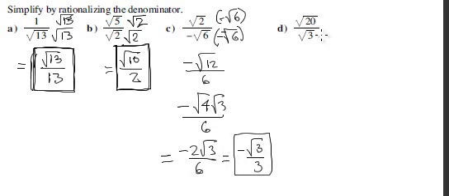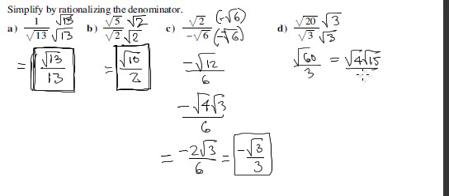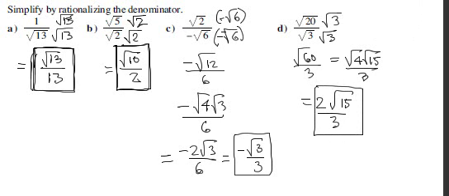And finally, root 20 over root 3. Multiply by the denominator root that you don't want, and you get root 60 over root 9, which is just 3. We don't stop, because root 60 is root 4 root 15, which is 2 root 15 over 3. That's the most we can clean that one up.